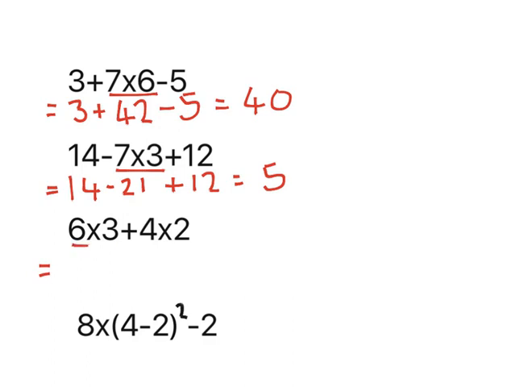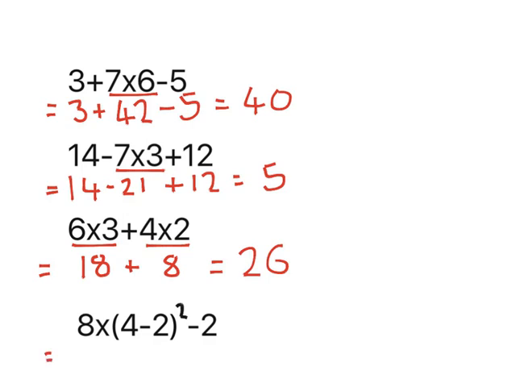For number 3, 6 times 3 is 18, 4 times 2 is 8. This one tends to catch people out because they would do the 6 times 3 and then add the 4 without thinking about having to use BIDMAS twice. But the answer you should have got was 26.